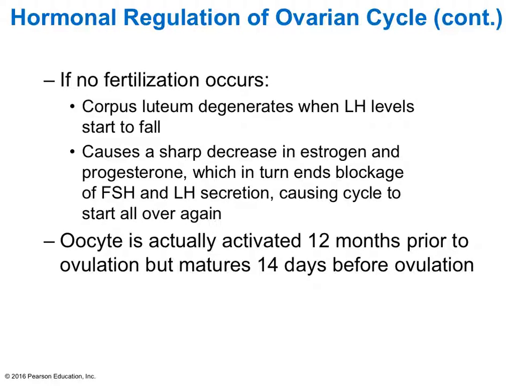The corpus luteum will persist for a while. If there is a pregnancy, it's going to provide the progesterone and estrogen that the uterus is going to require before the placenta develops to the point where it can take over with hormone production. But if no fertilization is going to occur, then the corpus luteum is going to degenerate. And so the production of estrogen and progesterone declines, which is going to remove that negative inhibition of the gonadotropins here. So the cycle will start all over again if there's no fertilization.